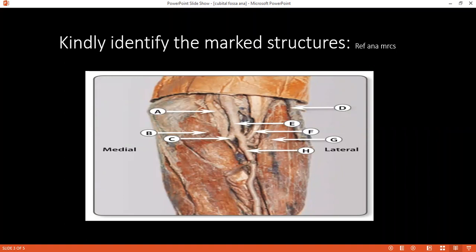Can you please tell me what are the muscles which are responsible for the flexion of the elbow joint? Biceps, brachialis, coracobrachialis, and brachioradialis. Okay, good.